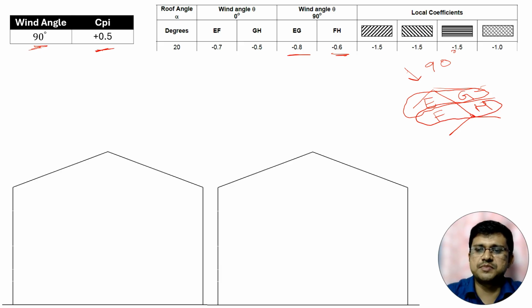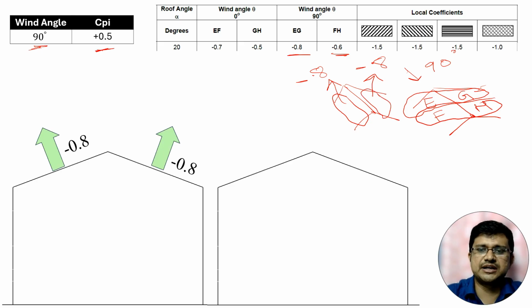But our code has not mentioned how much is EG and how much is FH. So we will consider the value of EG for the total roof, because the value of EG is actually more. Minus 0.8 is actually more suction than FH. So we have to consider minus 0.8 here, and also here. Throughout the roof, we will consider minus 0.8 for both sides. And local suction is here minus 1.5 and minus 1.